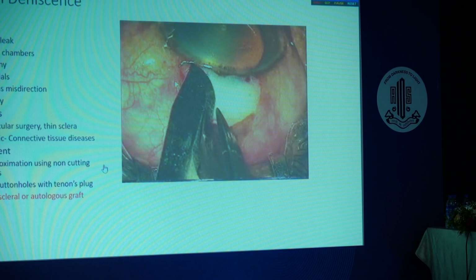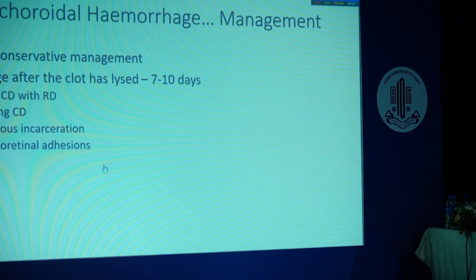Risk factors include, like I mentioned, prior ocular surgery and thin sclera, and management is approximation using non-cutting needles. You can use a donor scleral or autologous graft. The management of suprachoroidal hemorrhage is initially conservative, but you will have to drain them. The indications for drainage are 360 degrees choroidal detachment with retinal detachment, kissing choroidals, vitreous incarceration, and vitreoretinal adhesions.